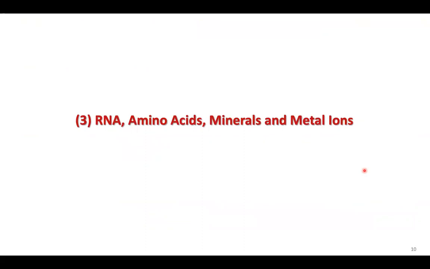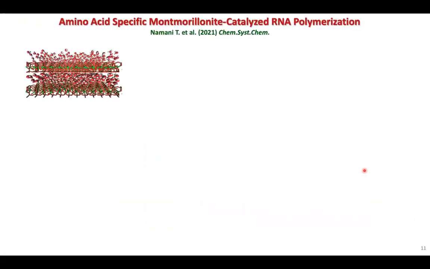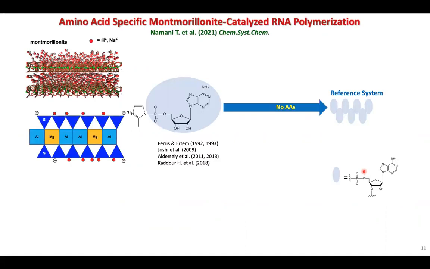Finally, I'd like to get to the idea of minerals, metal ions, amino acids, and RNA. It has been known for several decades that montmorillonite clay can react with an active RNA monomer and form an oligomer of RNA so long as you have 75 millimolar magnesium in the system.